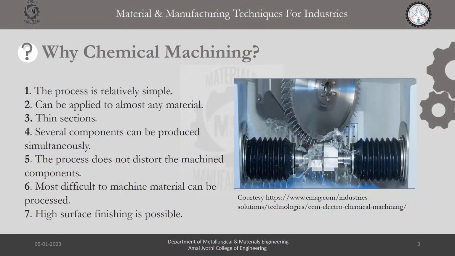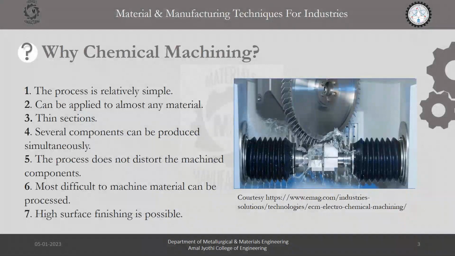So the first point is that the process is relatively very simple. The chemical machining process literally is done by spraying an acid which dissolves the layers of material, and the process is thus simple. It can be applied to almost any material. Almost all materials from metals to ceramics can be chemically machined, and it is not limited to specific materials unlike other machining processes. Thin sections, and the next one is that several components can be produced simultaneously.